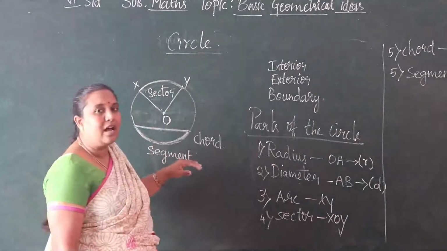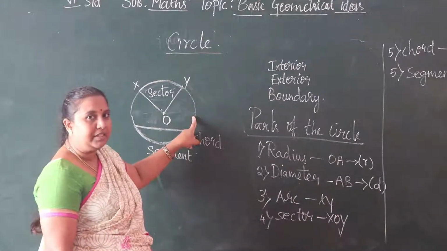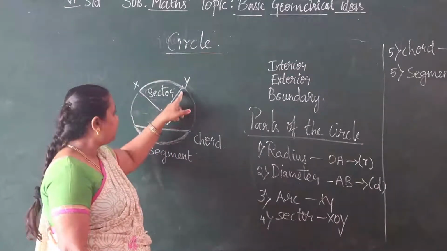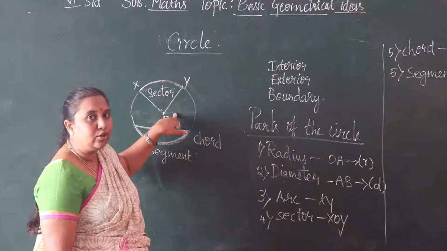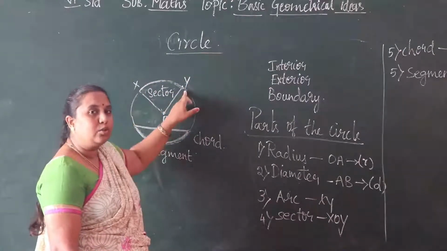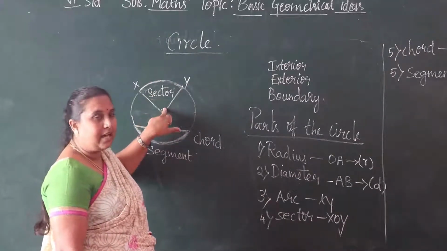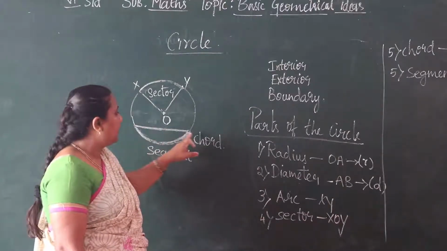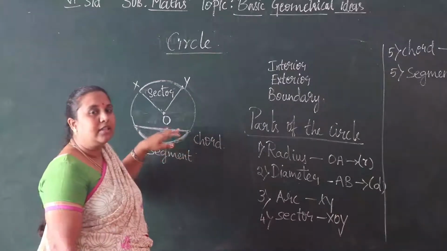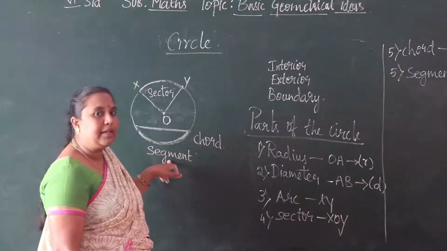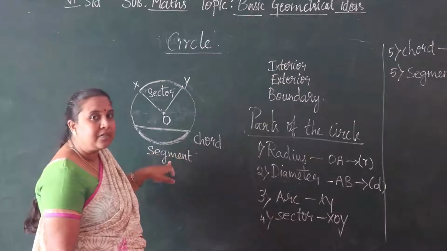How many parts are these? First, center of the circle, radius of the circle, diameter, arc, and then sector. What is meant by sector here? The interior of the circle that is enclosed by the arc and two radii of the circle. That area we can say is a sector. And then segment: the interior of the circle that is enclosed by the chord and an arc. That area we can say is a segment.